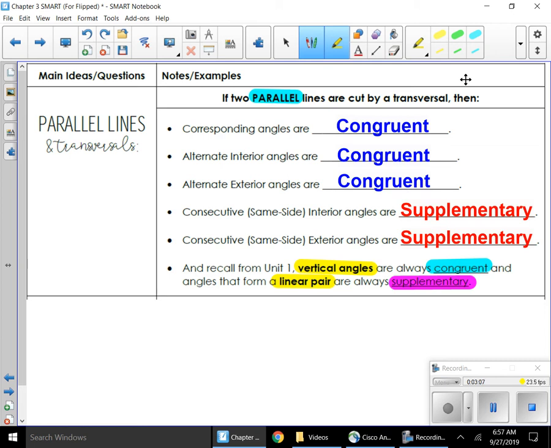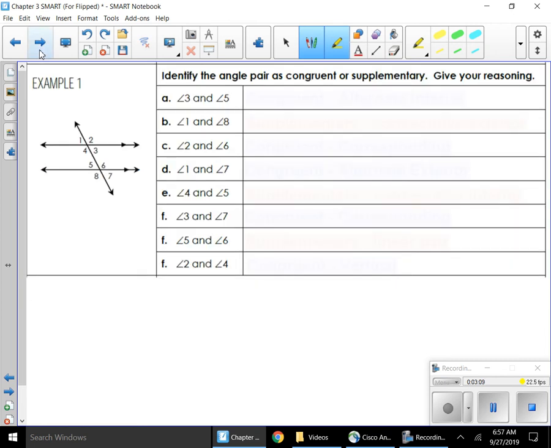I'll go ahead and do the first example in the same video, and then we'll put the next one in a subsequent video. So the goal here is to identify each angle pair as either congruent or supplementary. And then we need to give our reasoning. This isn't a full-on proof with a ton of steps. We just need one reason as to why the angle pair is congruent or supplementary.